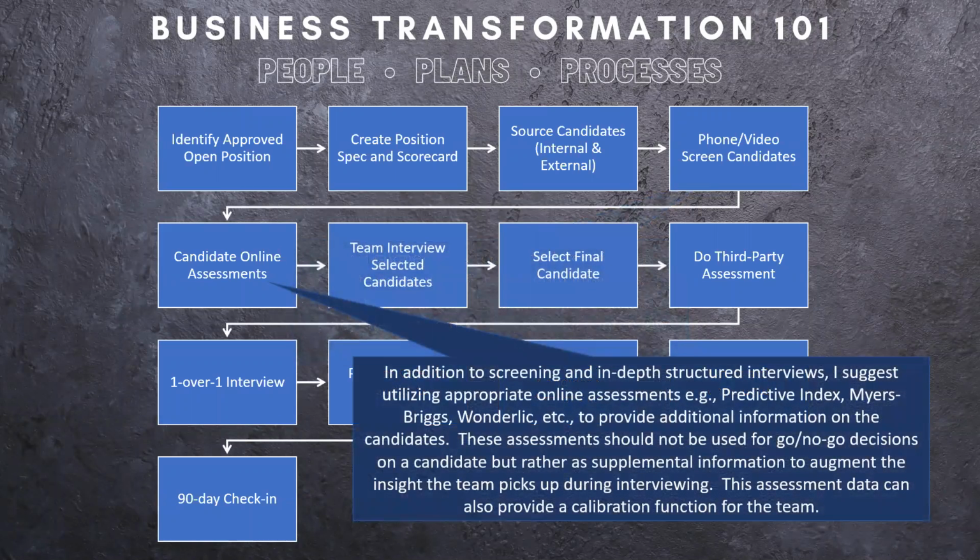In the next step, in addition to screening and in-depth structured interview, I suggest utilizing appropriate online assessments, for example, Predictive Index, Myers-Briggs, Wonderlic, etc., to provide additional information on the candidates. These assessments should not be used for go, no-go decisions on a candidate, but rather as supplemental information to augment the insight that the interviewing team picks up. This assessment data can also provide a calibration function for the team.